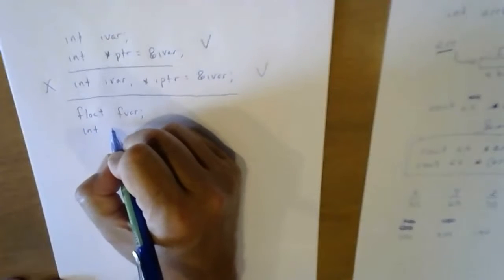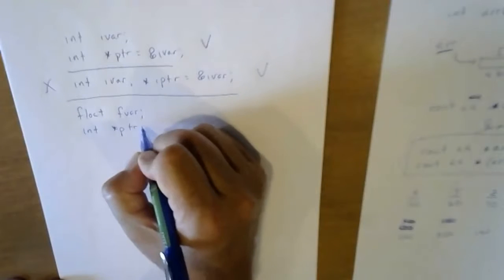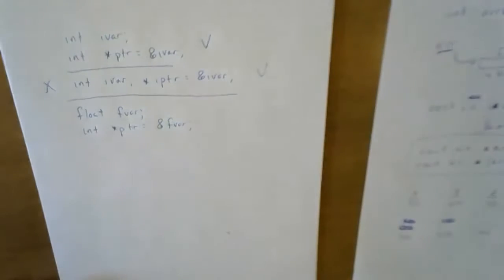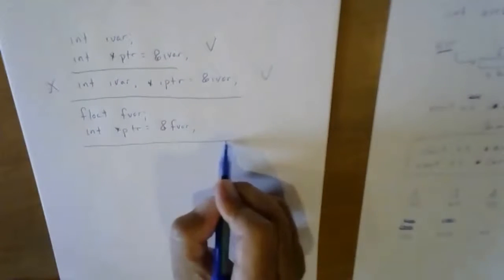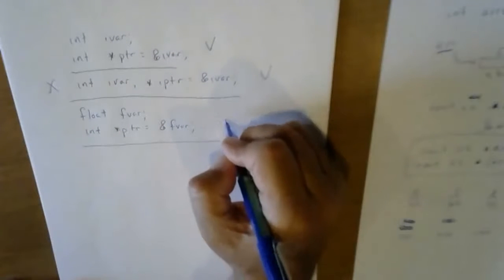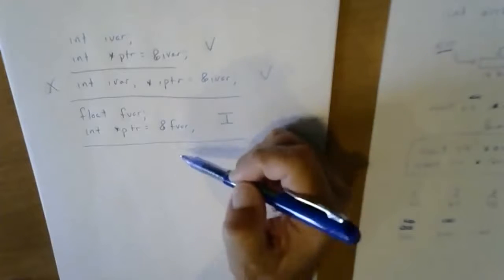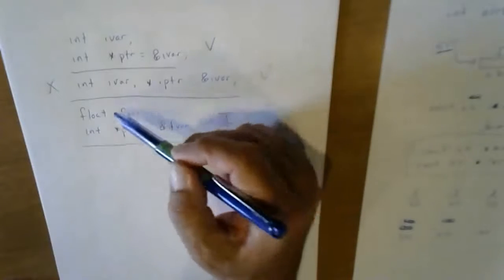Int *pointer = &F of R. What do you think? Is it valid? It would run, but no, you shouldn't. Yeah, I'm going to say that it's invalid. It's not something that I would mess with.